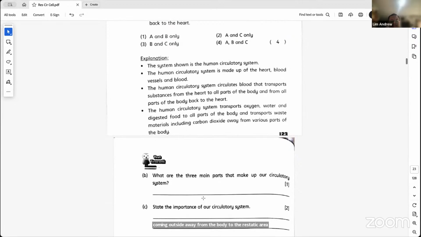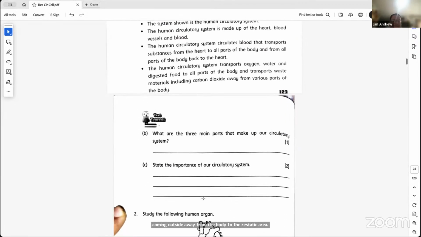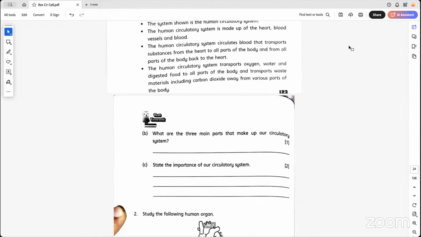Now, let me ask you a question. Volunteer, please. How to answer B? What are the 3 parts that made up the system? We just mentioned earlier. Any volunteers? Okay, yes, answer. Blood vessel, heart, and the lung. Okay, yes, you're right.